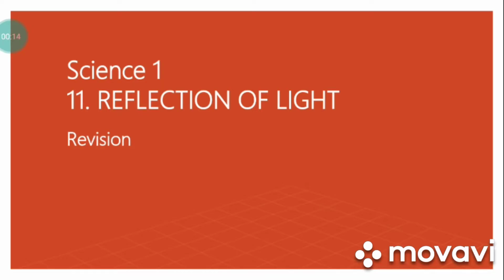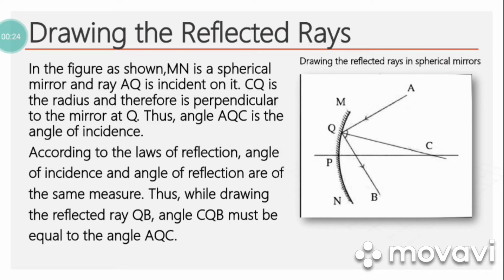Hello students, in Science 1 we will revise chapter 11, Reflection of Light, drawing the reflected rays in spherical mirrors. In the given figure as shown, MN is a spherical mirror and ray AQ is the incident ray, that is, it is incident on the mirror. CQ is the radius and therefore is perpendicular to the mirror at Q.